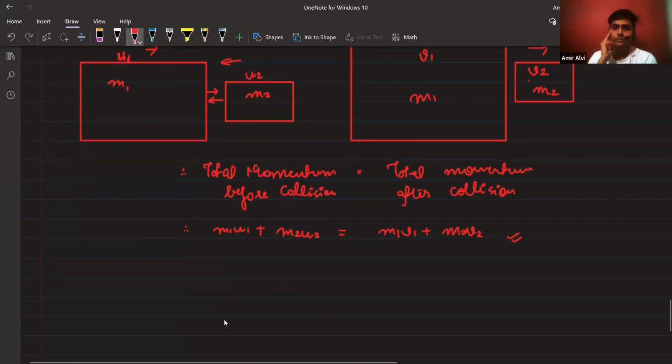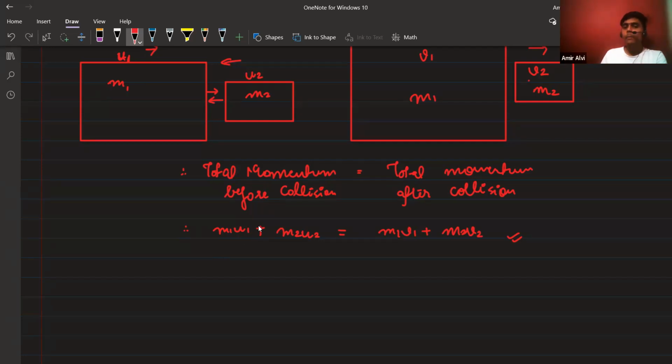Any doubt? Can you explain once again? Rima, momentum is the product of mass and velocity of the body. So the truck has the velocity u1 before collision. So that's why m1 into u1 is taken.